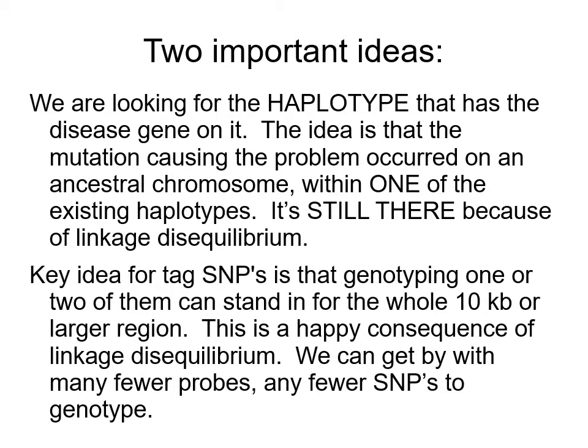Okay, important take-home from this. We're looking for the haplotype that has a disease gene on it. The important idea is that the mutation causing the problem occurred on an ancestral chromosome within one of those existing haplotypes. And importantly, it's still there because of linkage disequilibrium. So what we're trying to do is identify the haplotype which is associated with the particular disease. And of course, the idea for tag SNPs is that genotyping only a few of these can represent 10 kb or more of the genome. So this is a happy consequence of linkage disequilibrium. We can get by with many fewer probes and SNPs to genotype.